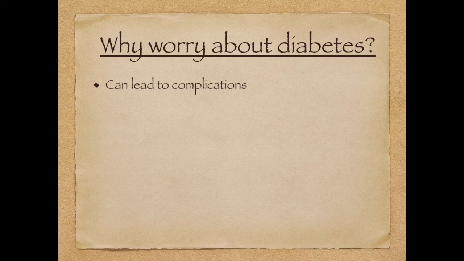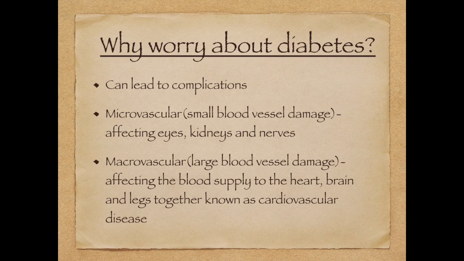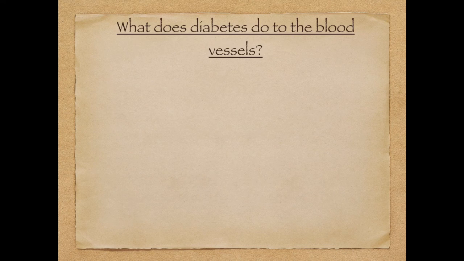They can be classified as microvascular and macrovascular. Microvascular complications are due to damage to small blood vessels, which manifest as diabetic eye disease, kidney disease, and nerve damage. The macrovascular complications are due to damage to the large blood vessels of the body, which affects the blood supply to the heart, brain, and legs, together known as cardiovascular disease.